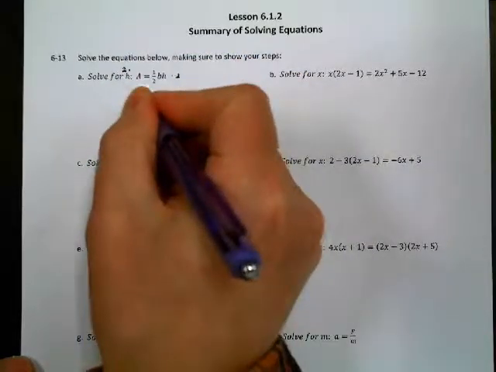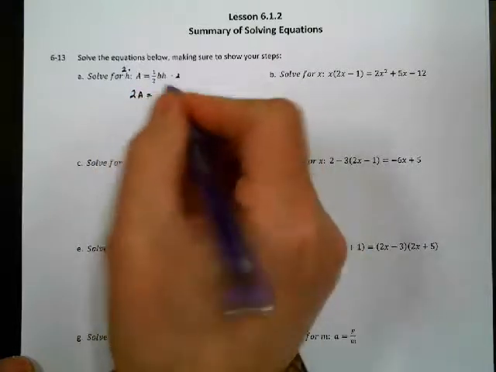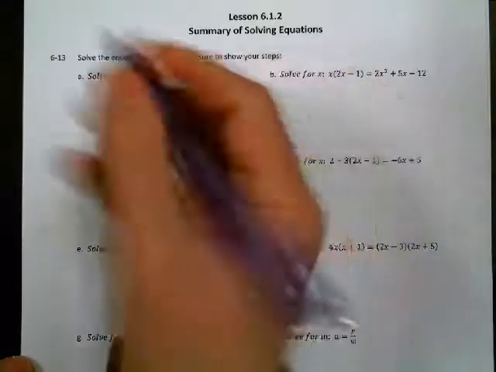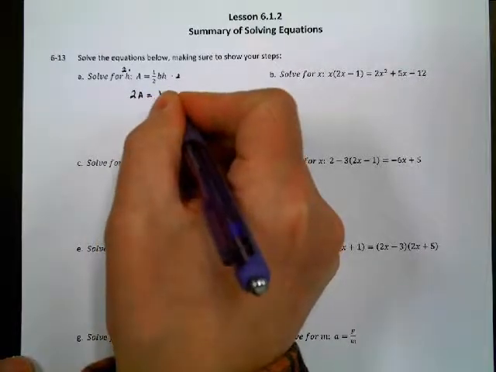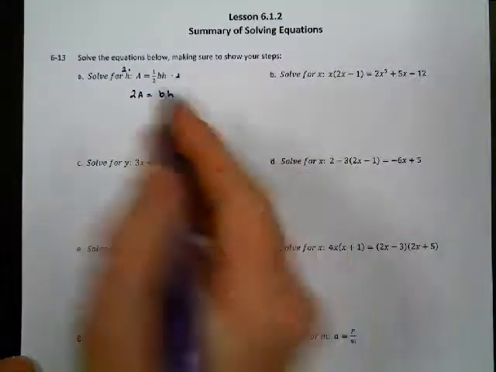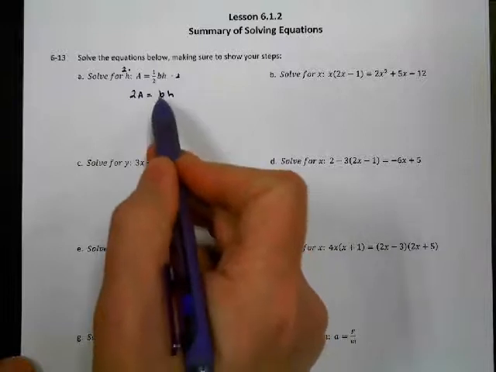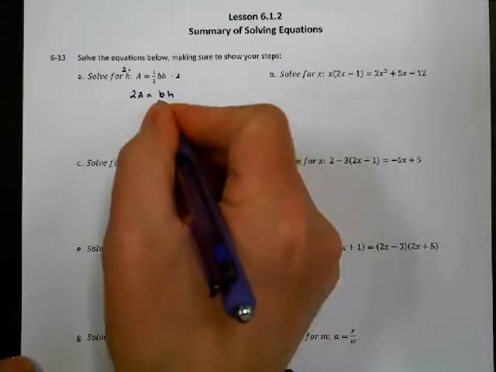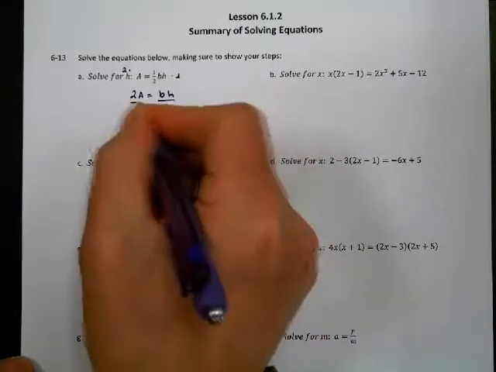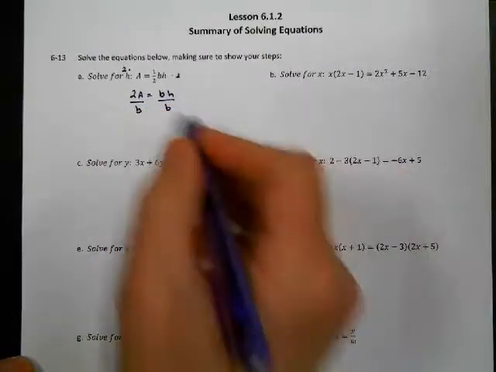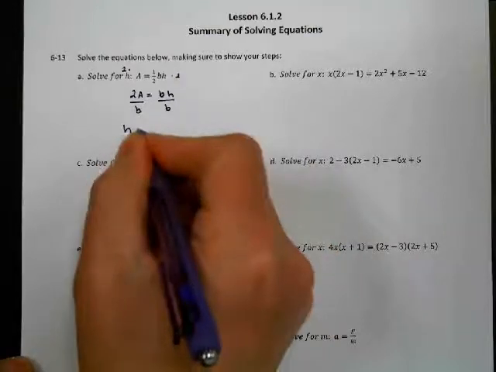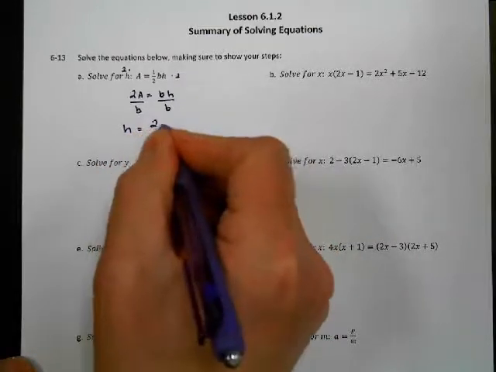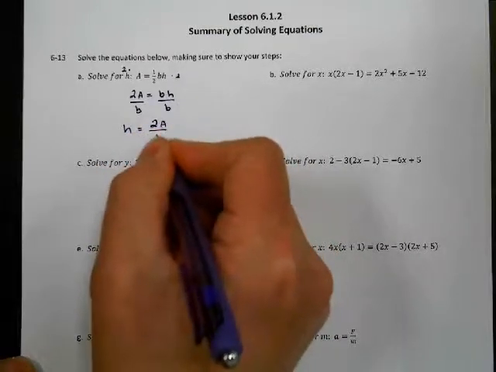I'd get 2 times the area equals 1/2 times 2 is 1, so they're kind of reducing each other, and I've got base times height. So I'm trying to get h by itself. This is base times height, so I'm going to divide by base on both sides. The b's reduce each other here, and I find out that height is equal to 2 times the area divided by base.